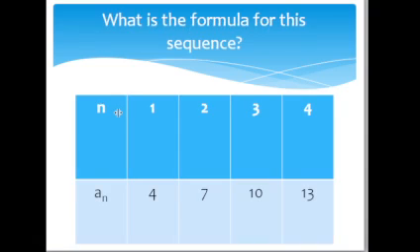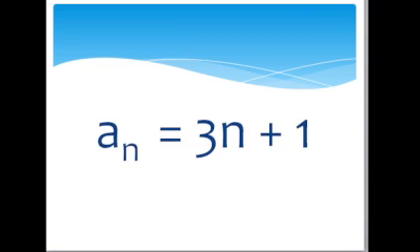Okay, let's consider this given example again. What is the formula for this sequence? We have the given n, 1, 2, 3, 4, and our a sub n, 4, 7, 10, 13. Now, can you give what is the fifth term? Okay, why is it that the formula for that given sequence is a sub n equals 3n plus 1?